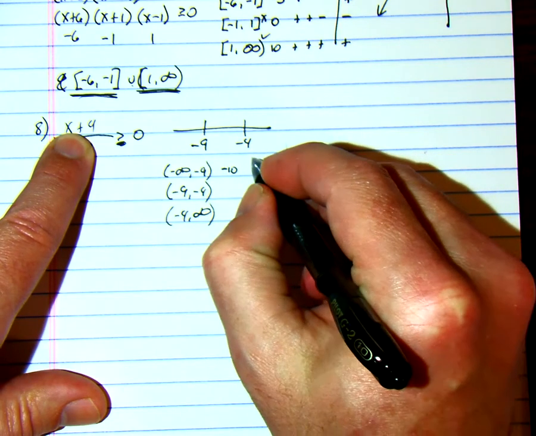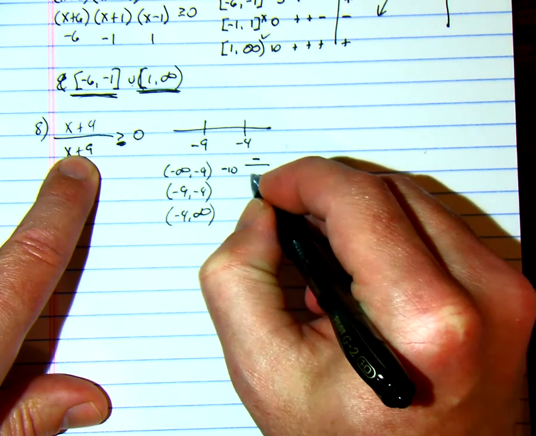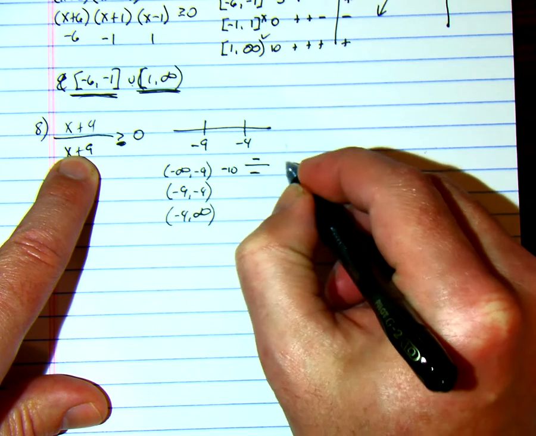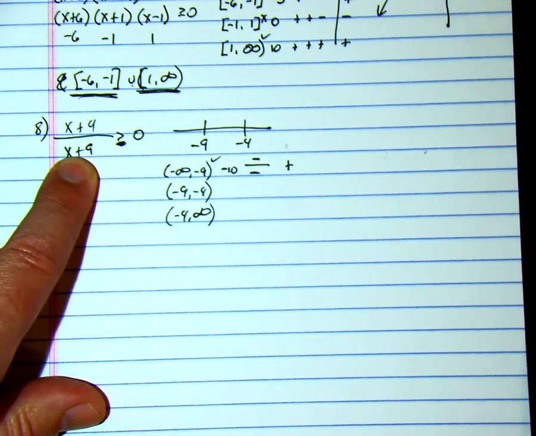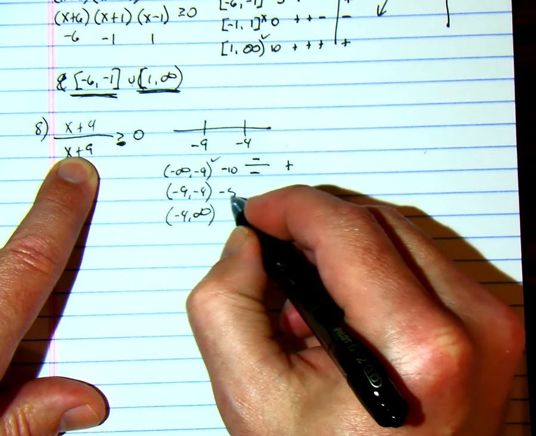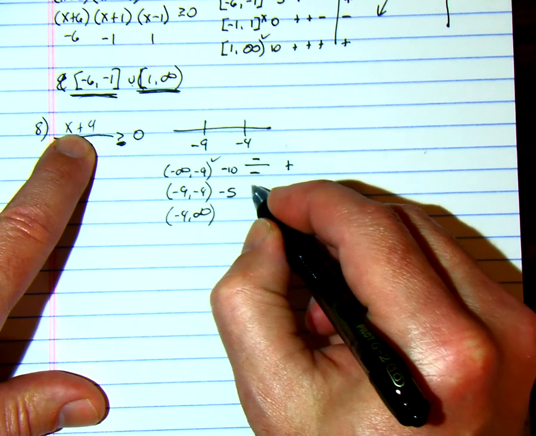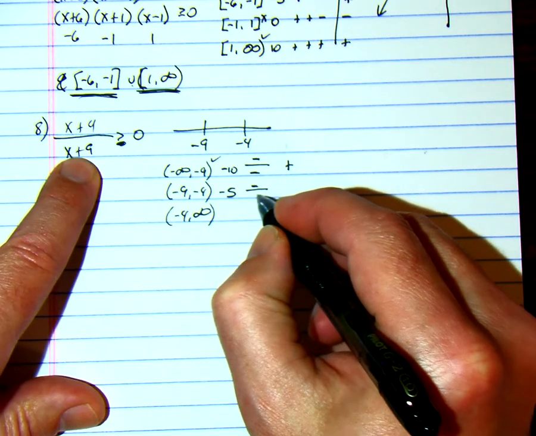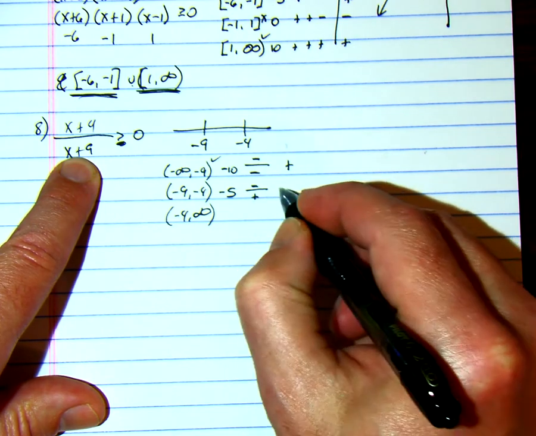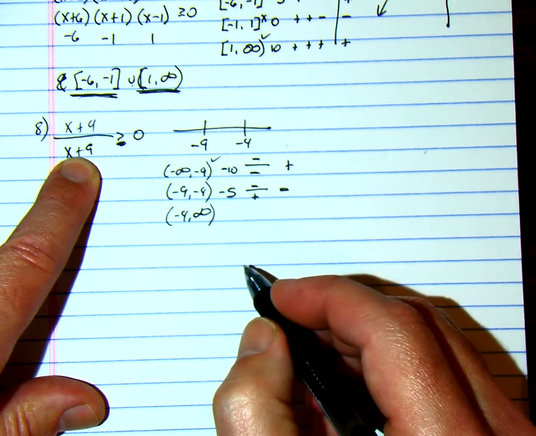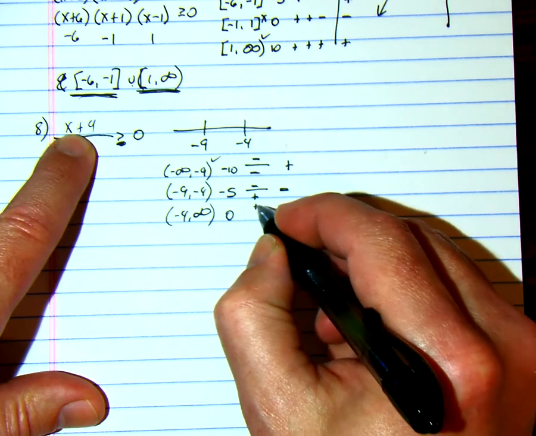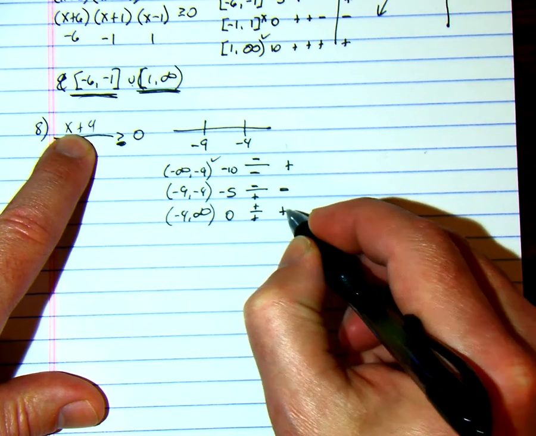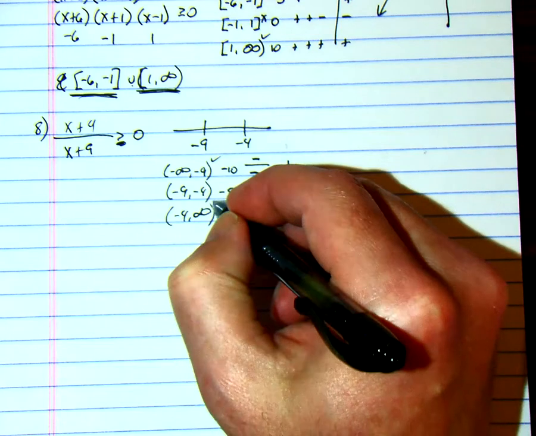-10 plus 4 is a -6. -10 plus 9 is a -1. Two negatives make a positive, and I wanted positive, so that checks out. -5 is in this interval. So that's going to give me a -1 on the top. It's going to give me a +4 on the bottom, but that's negative, not what I wanted. And then lastly, 0 is going to be in this interval. That's going to give me a positive and a positive, which is a positive, which is what I wanted. So that checks out as well.